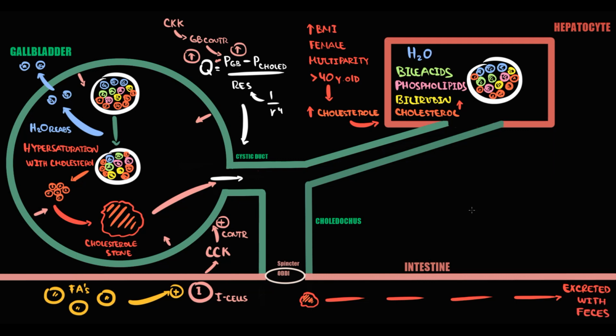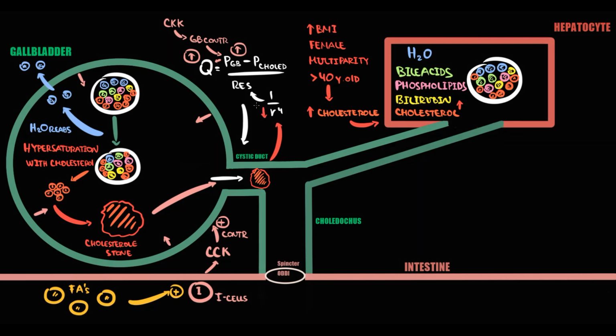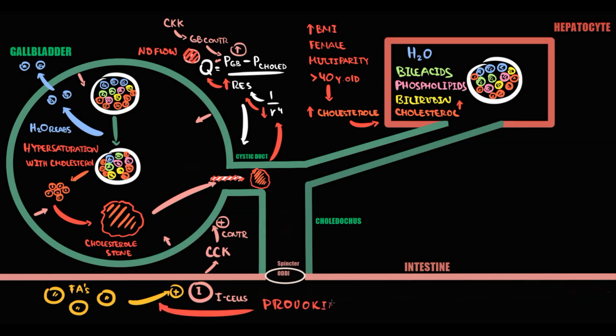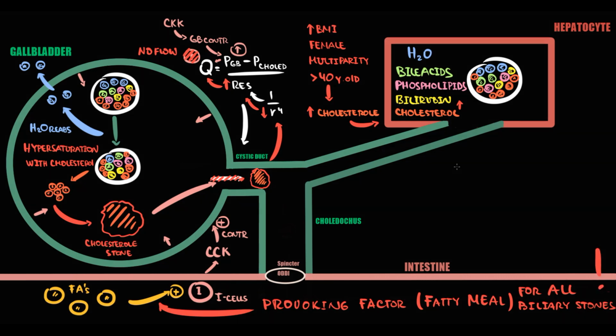But sometimes such a stone cannot squeeze through the cystic duct. In this case, the stone causes an obturation of the cystic duct, and with obturation, the radius of the cystic duct decreases. With decrease in radius, resistance increases, and with increase in resistance, flow decreases. Basically, with full obturation, there will be no flow of bile through the cystic duct. As we see, the major provoking factor that leads to obturation in the biliary tract is intake of a fatty meal, because it's the fatty meal-induced contraction of the gallbladder that pushes the stone into the biliary ducts.